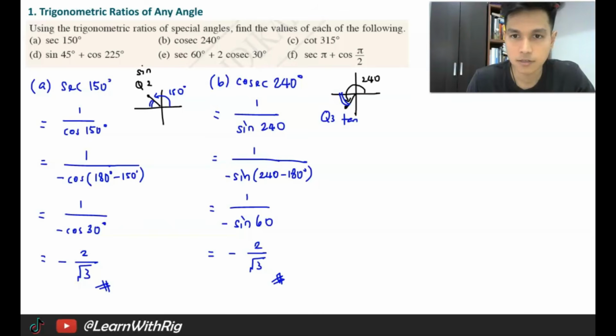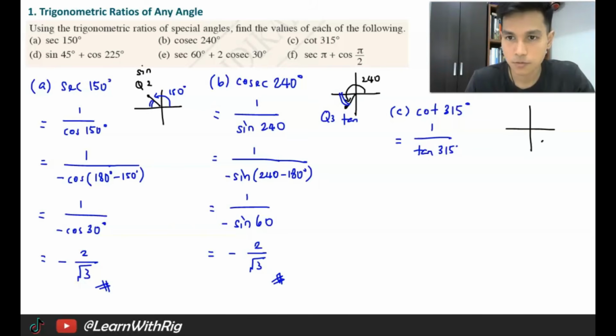Question C. This one is cot 315. So cot 315 is 1 over tangent 315. So tangent is which quadrant? 315 is which quadrant? It will be the fourth quadrant, right? So it will be a full circle like this. 315, so the acute angle is going to be here. Okay, that's the acute angle.